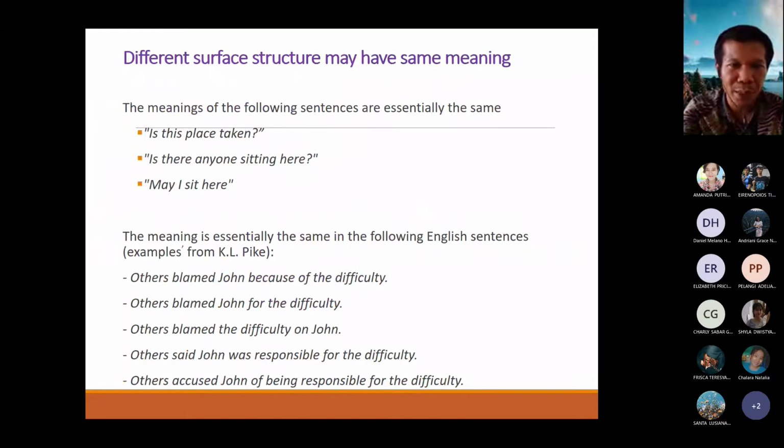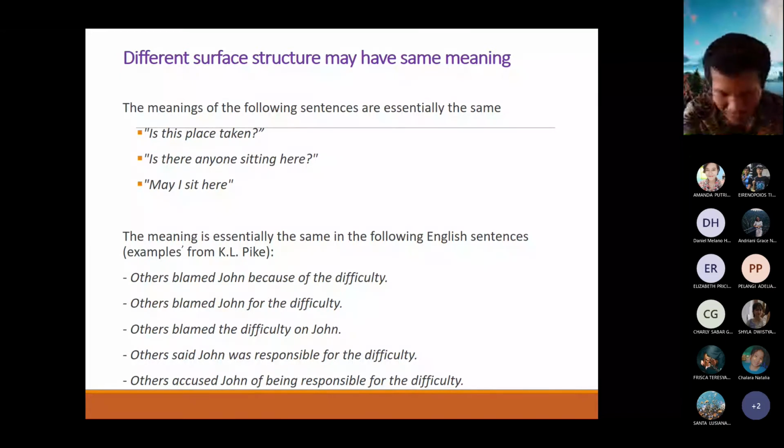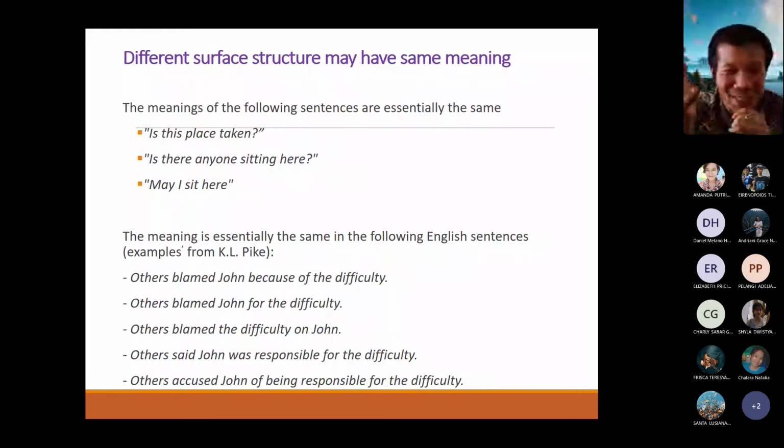And this is also why we need to learn about grammar or meaning, because different surface structures may have the same meaning. For example, in bahasa Indonesia, you want to ask whether the seat is taken, meaning that you want to sit on the chair or the seat. You can say, is this place taken? Is there anyone sitting here? Or may I sit here? So these three sentences have the same goal, guys, meaning that you want to sit on the seat. They have different structures but the same meaning.